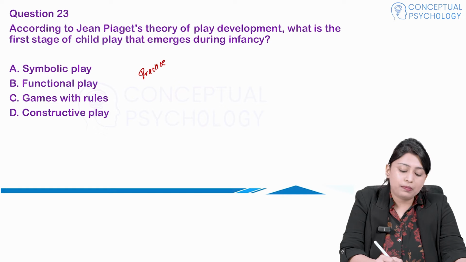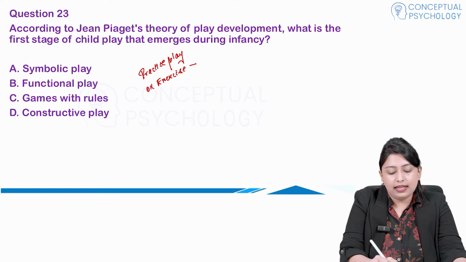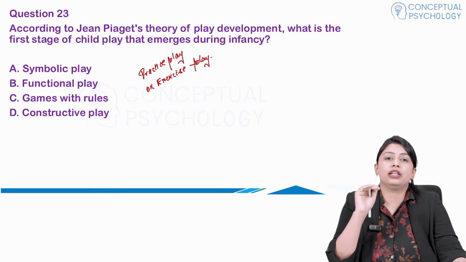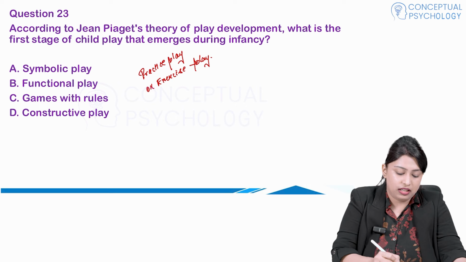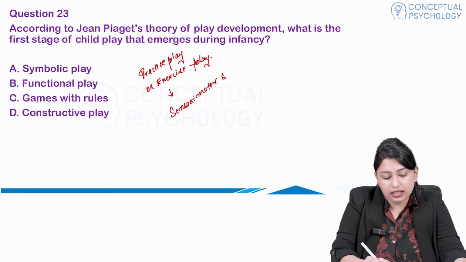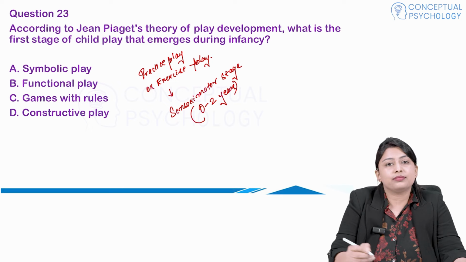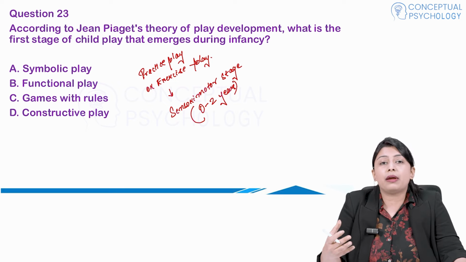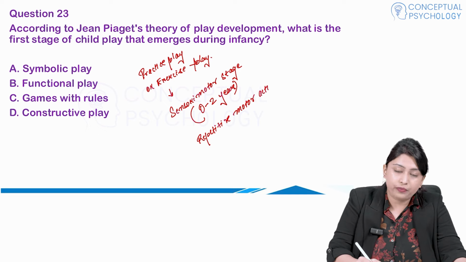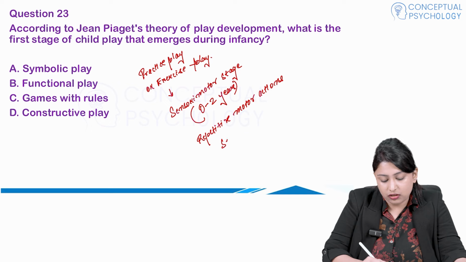Functional play is also known as practice play or exercise play. It is the first stage of play development according to Piaget's theory. It emerges during the sensorimotor stage, which is 0 to 2 years of age. This type of play involves repetitive motor actions and sensory exploration.